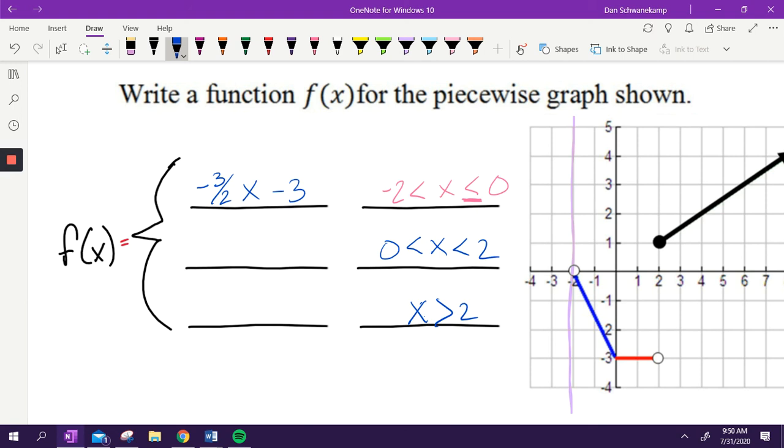My next one, it's a horizontal line. Harley, what equation am I going to get for that horizontal line there for that red line? Yep. It's just y equals negative 3. Good. It's a horizontal line. Boom. Negative 3. We're done.